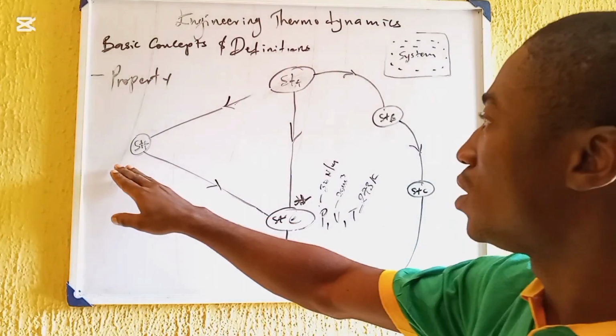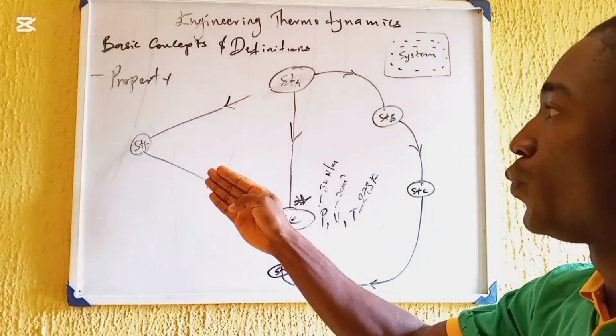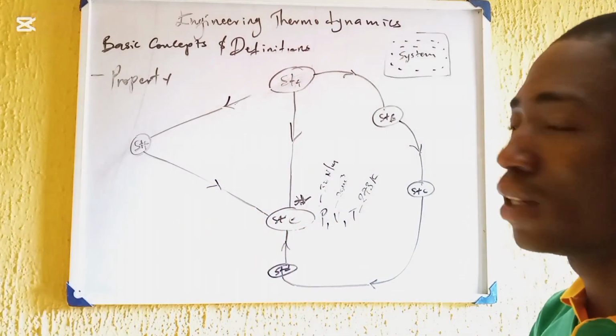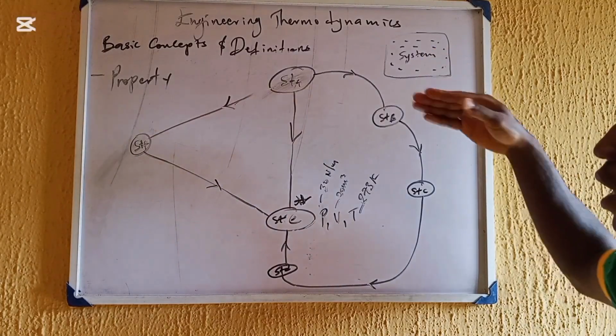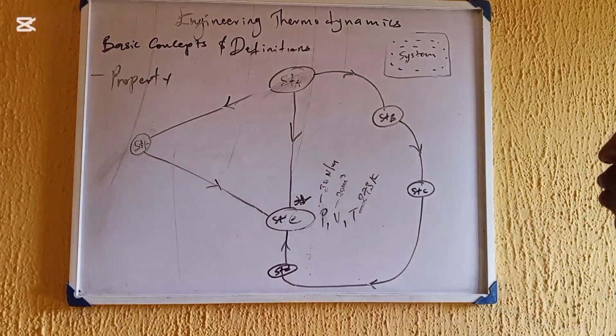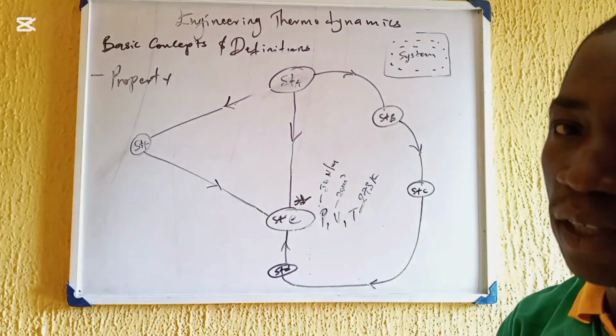Assuming the system is in state F, and we are looking for pressure, what's the volume, what's the temperature, we can assign the value. Assuming we are at state B, what's the volume, what's the temperature, we can get the pressure. So that's why it's called what? Property. We don't need to know the history of the system.